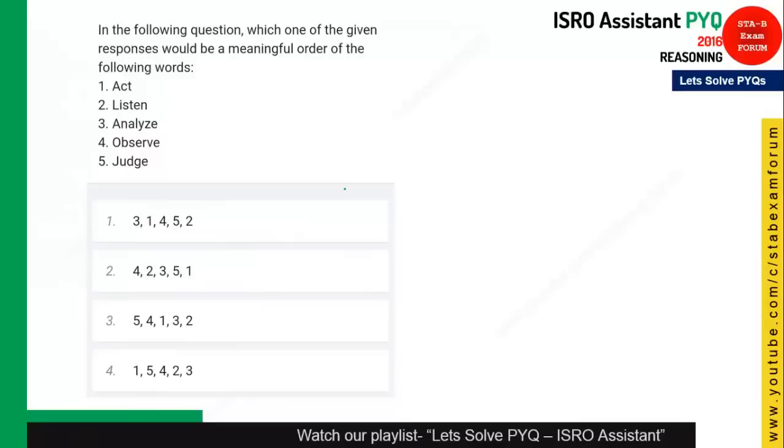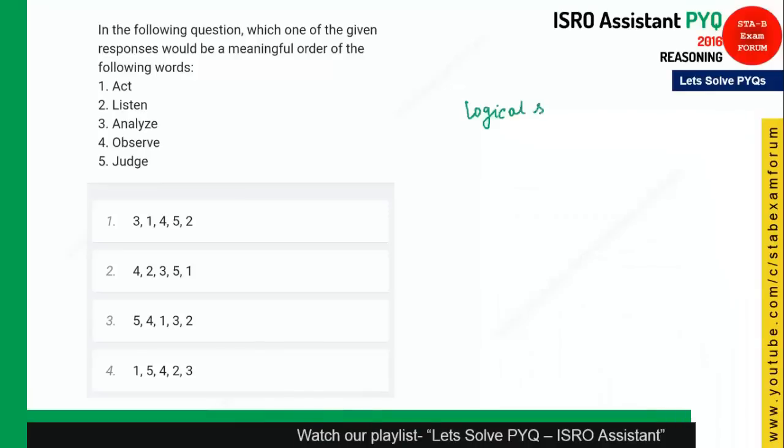It is very simple but very tricky. It is called logical sequence. Okay, this category is called logical sequence. Okay, so you need to make a sequence, meaningful order using these words. Okay, so there can be many possibilities, but the best meaningful order you need to pick.